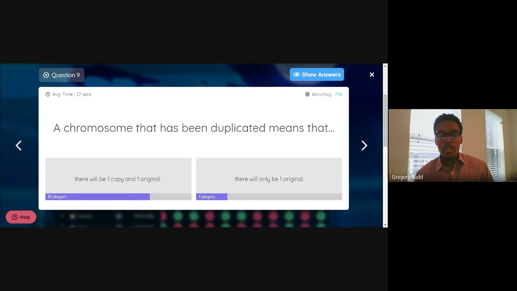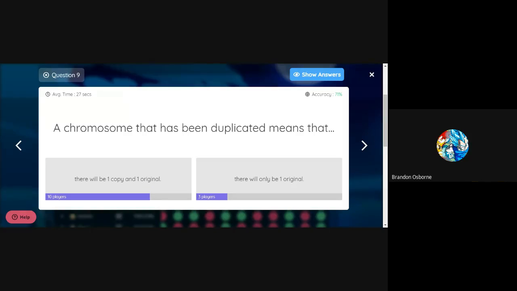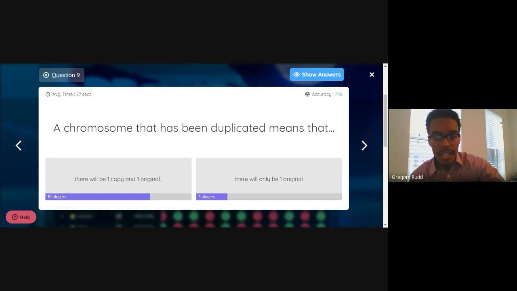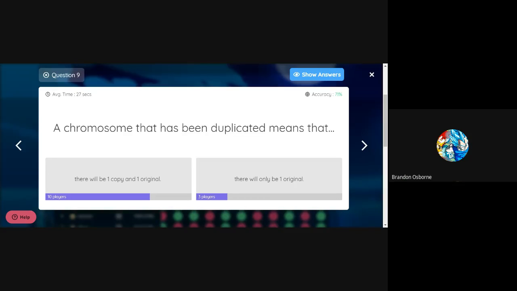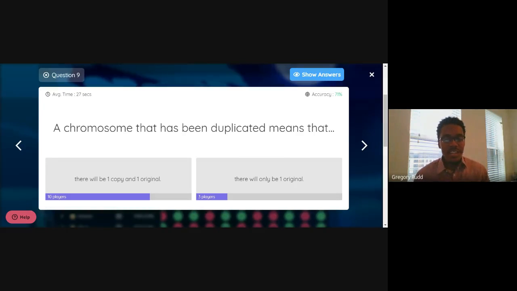A chromosome that has been duplicated means that, this was a pretty easy one. Someone go ahead and just knock this out for us, please. There will only be one original. Ah, what does the word duplicate mean? Oh, copy. Yes, excellent. Duplicate means to copy something. So a chromosome that has been duplicated means that there is a copy and an original.